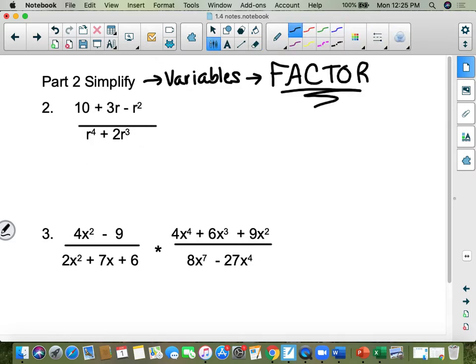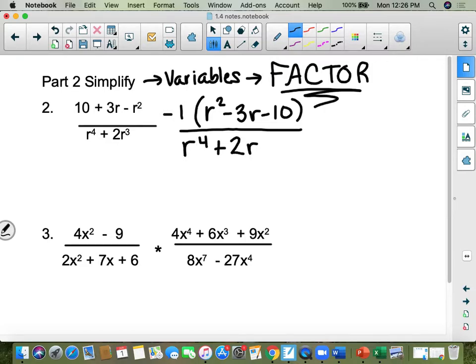The top, I'm going to take out a -1, and I'm going to put it in decreasing order. I'm going to make r to the second, -3r, and a -10. What happens if I did the distributive property? Would I go back to the beginning? You learned in Algebra 2 that it needs to be in decreasing order and your first power must be positive, and that's the reason why I took out the -1. This is in the right order, so I'm good with the bottom.